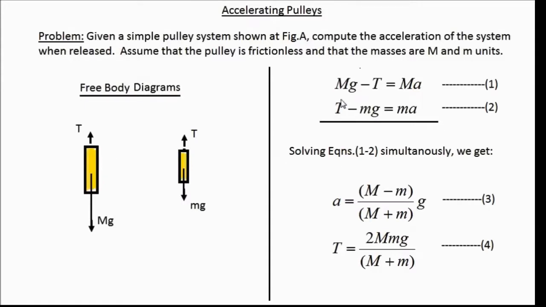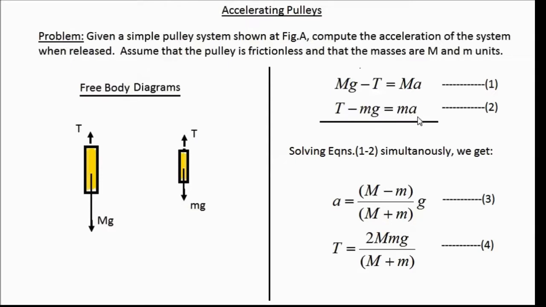So if we write the equation of motion for capital M, the net force on the body is the force which is causing the acceleration. So net force is force downward minus force upward, which is Mg minus T. This force is causing the acceleration of capital M. Likewise, the tension is causing the acceleration of small m. Tension minus mg, the net force on small mass, is causing its acceleration, ma.